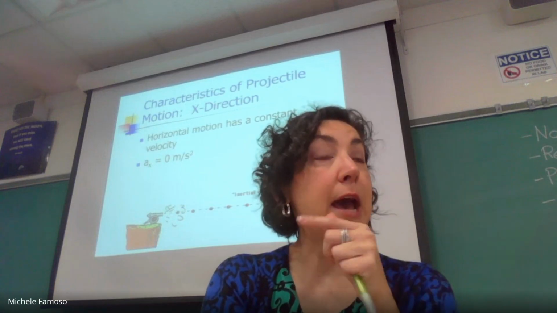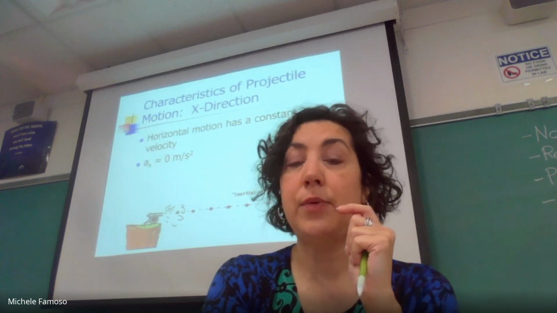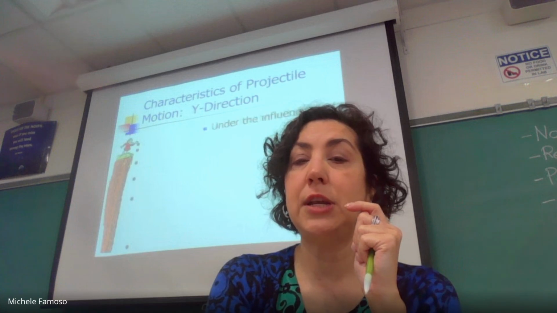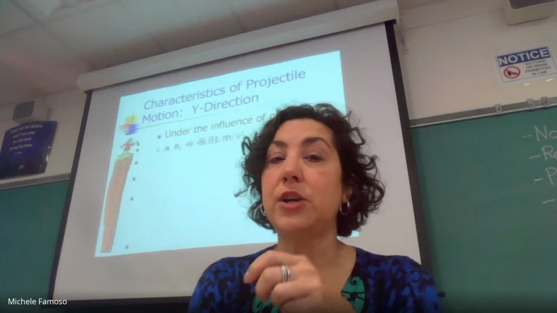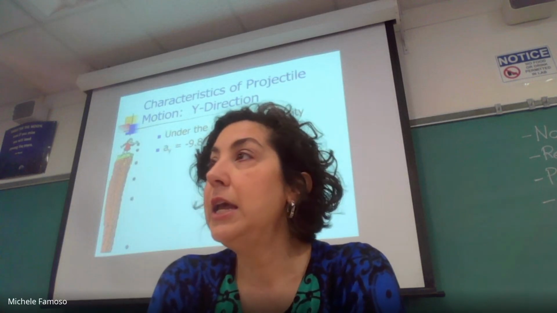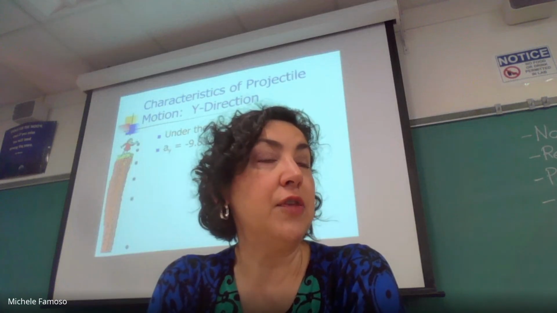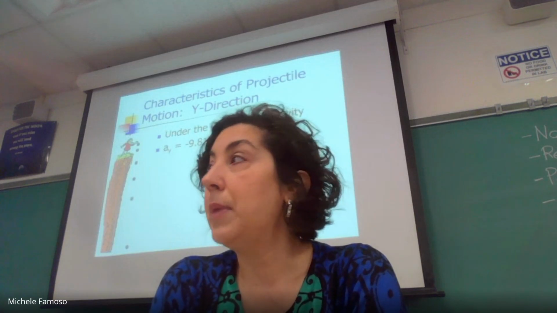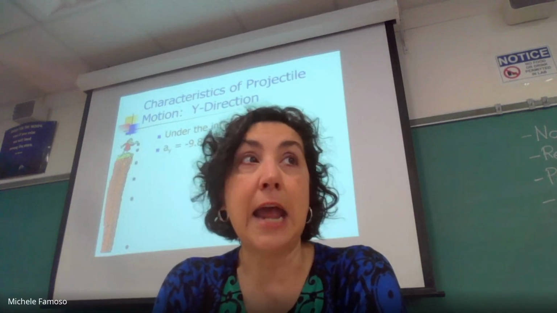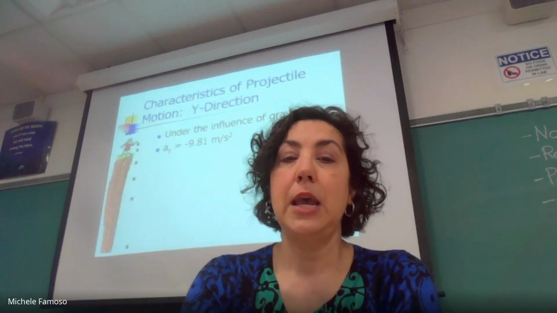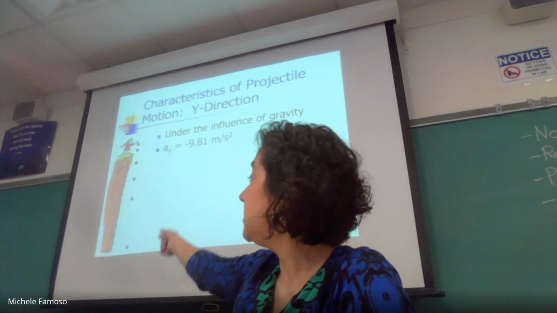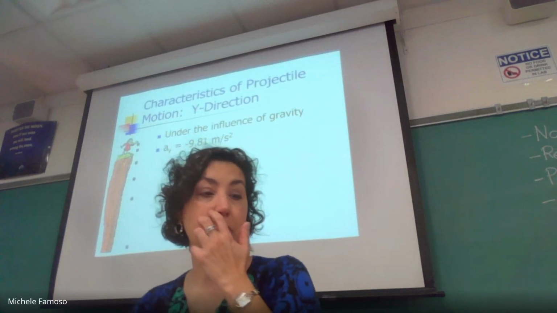Let's talk about what's happening again in the Y direction, the vertical direction of motion. This is where we have gravity. The Y direction is under the influence of gravity, and the acceleration we have in the vertical direction, remember, for Earth is negative 9.81 meters per second squared. And that's what creates that type of ticker tape for something that's dropped.